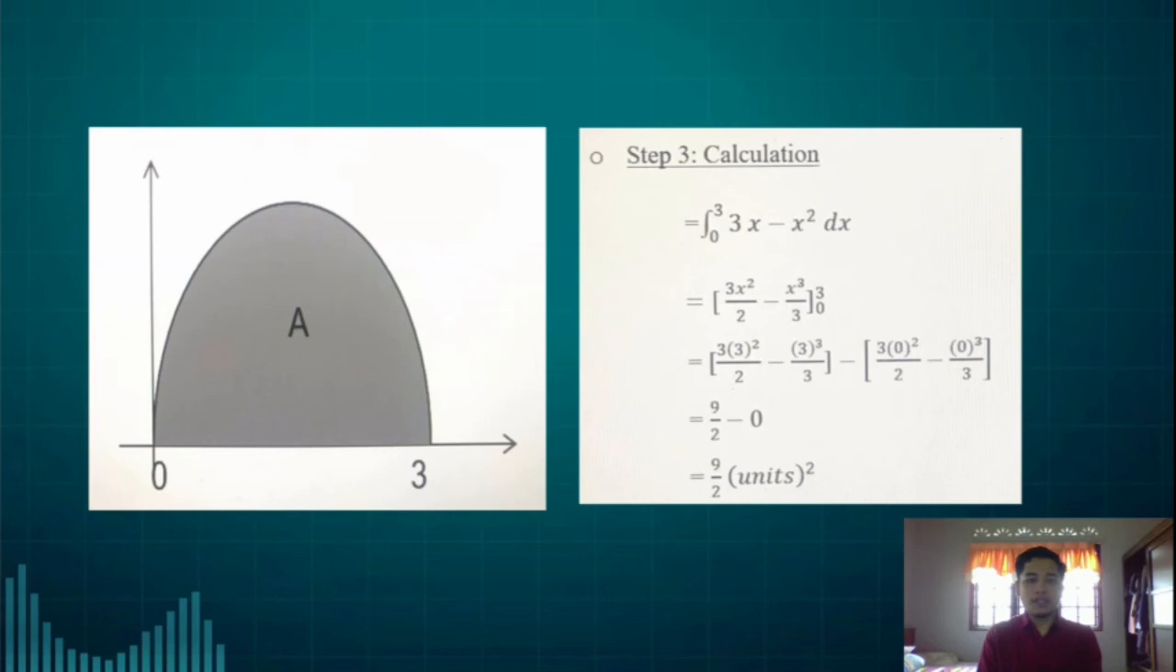So you will integrate 3x minus x squared and you will get 3x squared over 2 minus x to the power of 3 over 3. Then you substitute back the limits which we already calculated. For the first one, we will substitute with 3, and the second one we will substitute with 0. So you will get 9 over 2 minus 0. So the answer is 9 over 2 units.